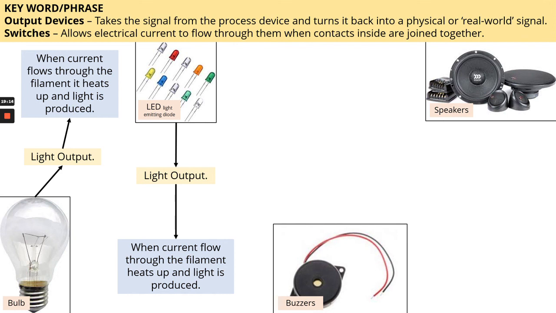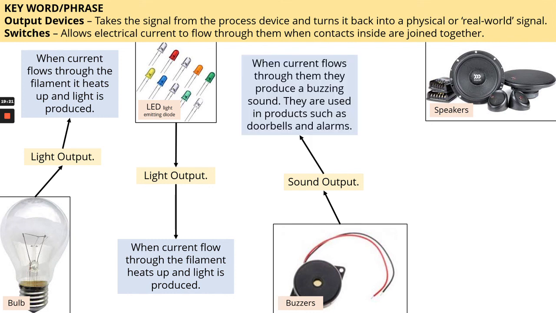Okay, and then the last two, these are our sound output devices. So a buzzer, when current flows through a buzzer, it produces a buzzing sound. They are used in products such as doorbells, alarms, alarm clocks, anything that has like a buzzer, a fire alarm. So doorbells and any type of alarm, basically. So when electrical current passes through it, it creates that buzzing sound.